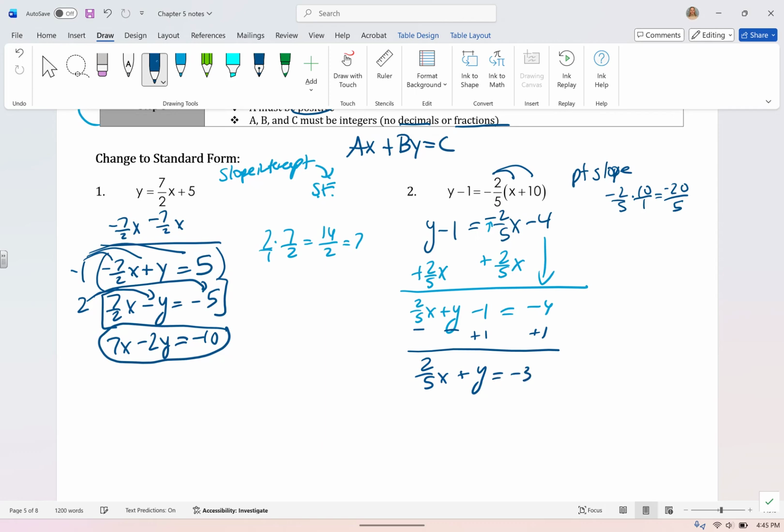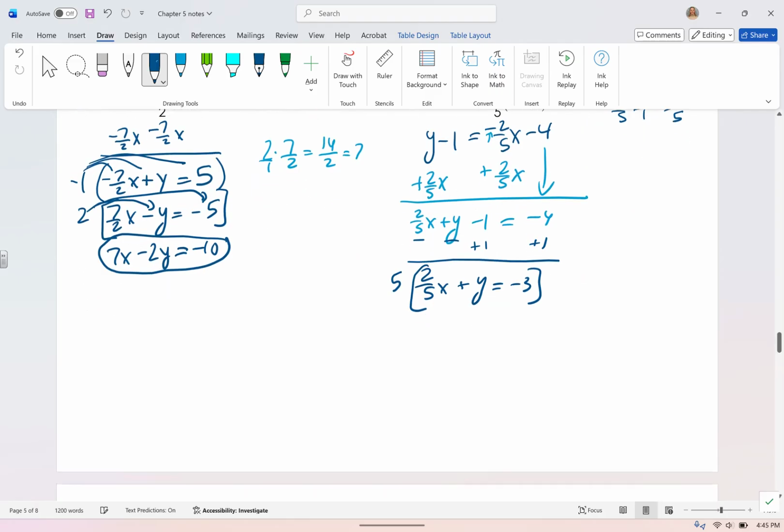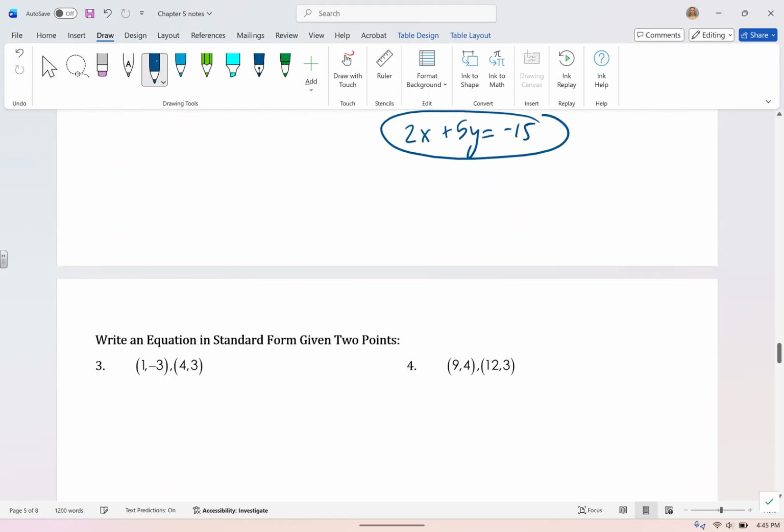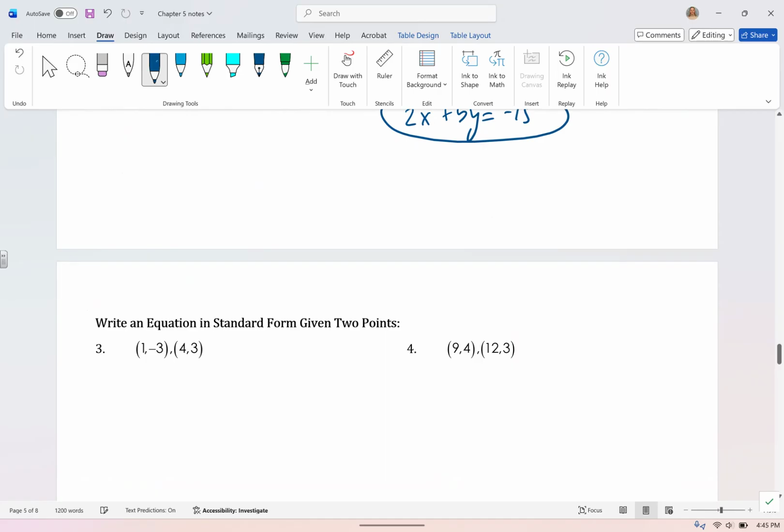And then the x term is already positive, but we have to get rid of the fractions. We're going to times everybody by that denominator, which is 5. So 2/5 times 5, or 5 over 1, makes 10 over 5, which is 2x. Take the 5 times each other thing, you get plus 5y equals -15. All right, there we go. Standard form: x term, y term equals the number.